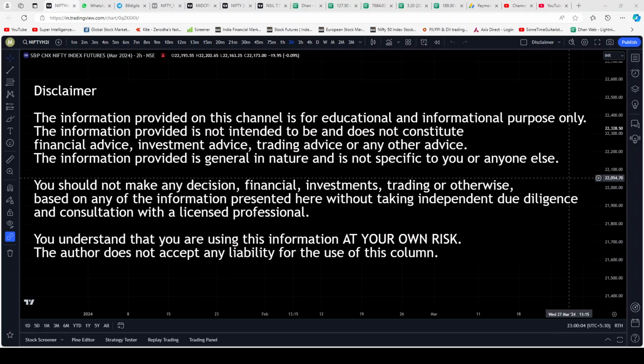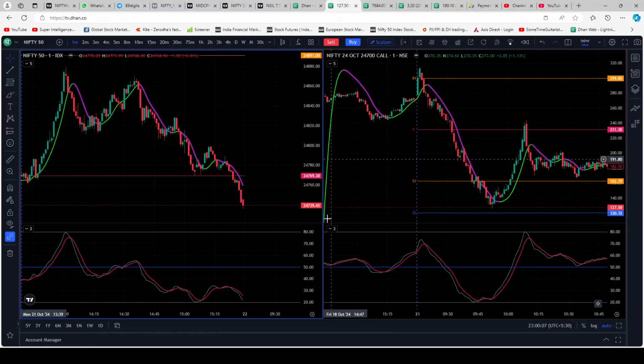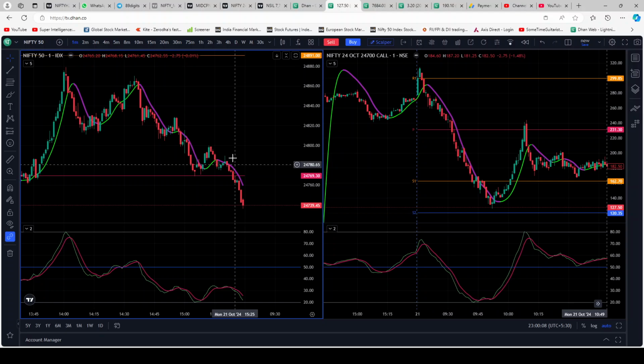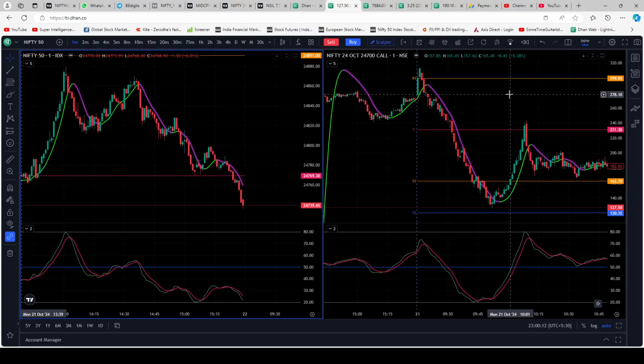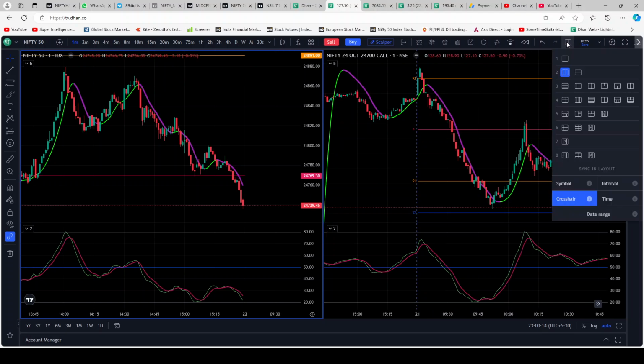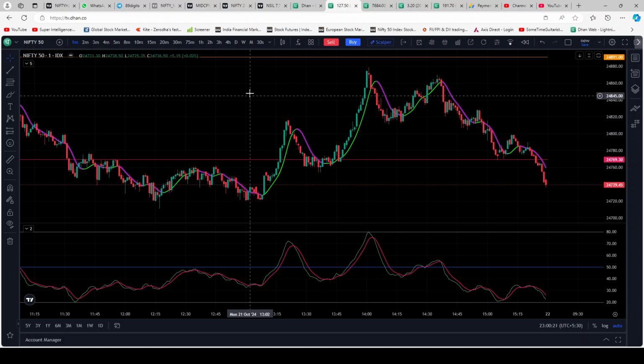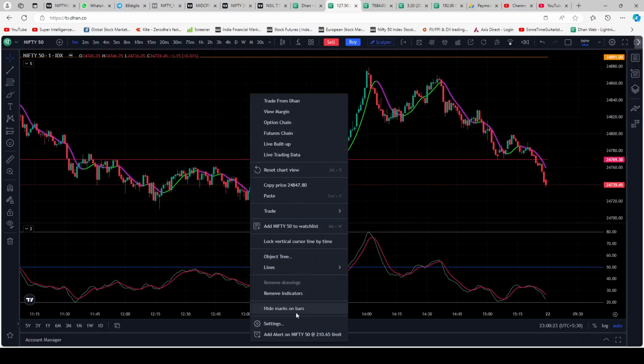So we'll straight away go on to our chart. I'll illustrate this with a Nifty 50 example. What I've done over here is I've got Nifty 50. Let me start from scratch. I'll save this work and I'll show you how to do it from scratch. I'll remove everything.